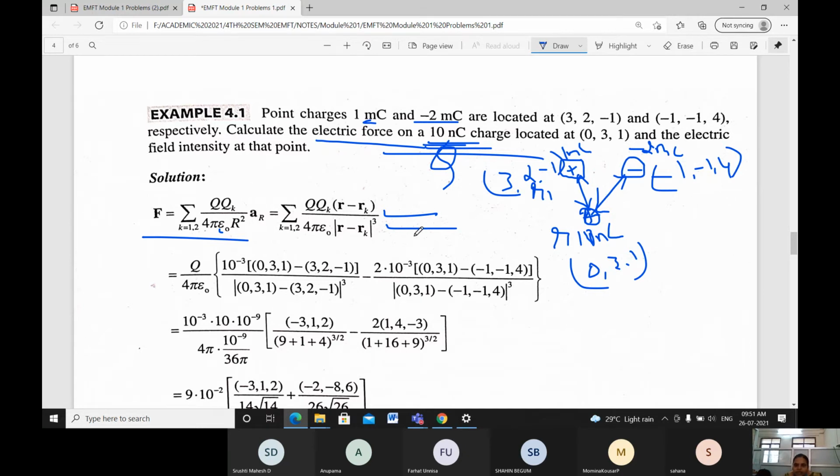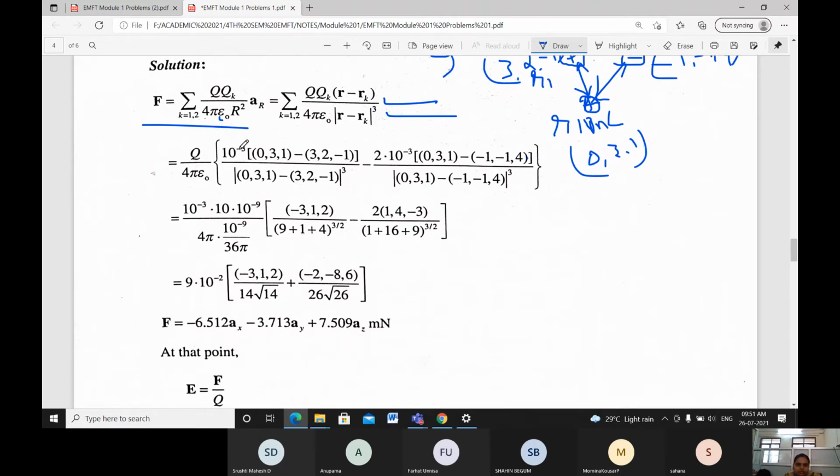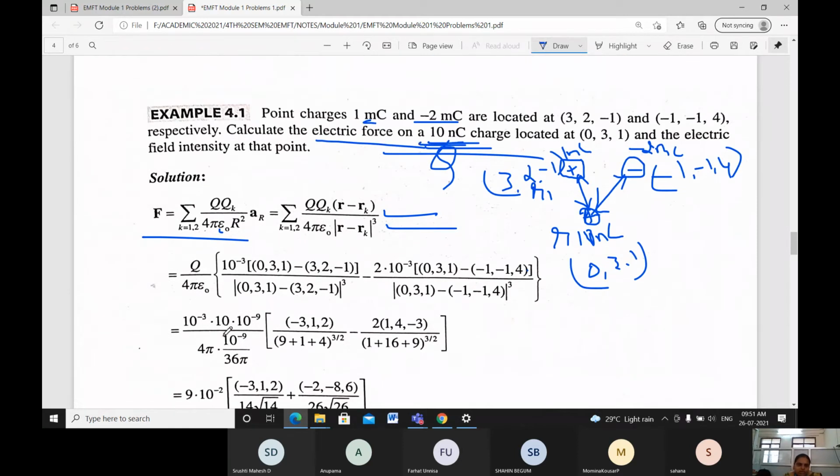What is the value here? 2 into 10 raised to minus 3, with the distance R taken as (0, 3, 1) minus (-1, -1, 4), sorry, that I have to take. Then in the same way, R minus RK mod cube. Then 10 raised to minus 3 is taken commonly. Then 10 nanocoulombs is given as 10 into 10 raised to minus 9, divided by 4 pi epsilon naught. Directly you can write it, or else it's a standard form.